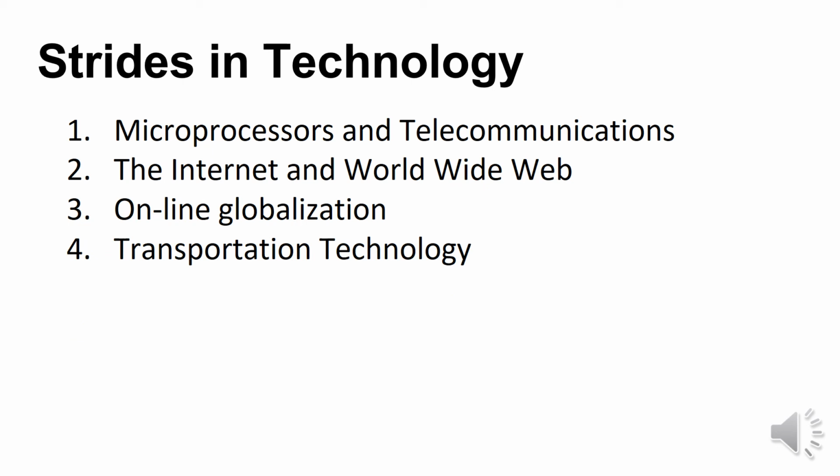Now we study about strides in technology. The first one is microprocessors and telecommunications, second the internet and World Wide Web. Third one is online globalization. Fourth one, transportation technology. We'll study one by one in detail in the next class.